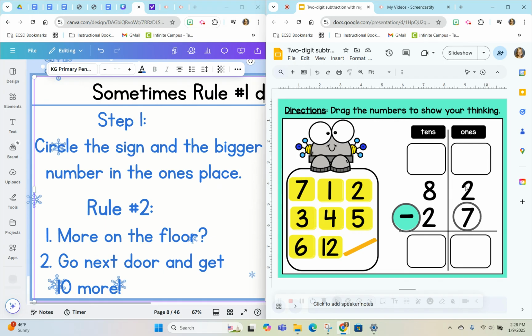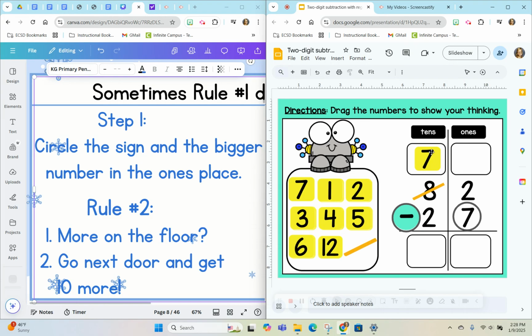So I want you to take your pencil and cross out the 8 because we're not going to have eight tens anymore. If we take away 1 ten, how many are left, everybody? That's right, 7. So I would like for you to write 7 tens up here because that's how many we have left.